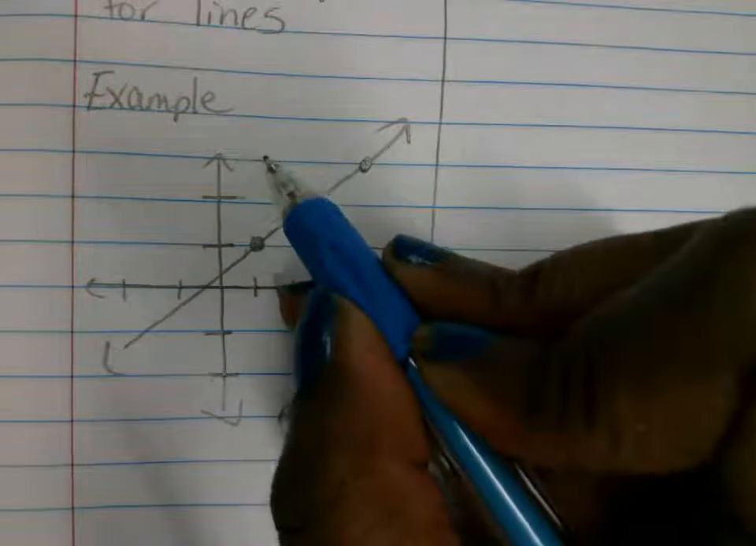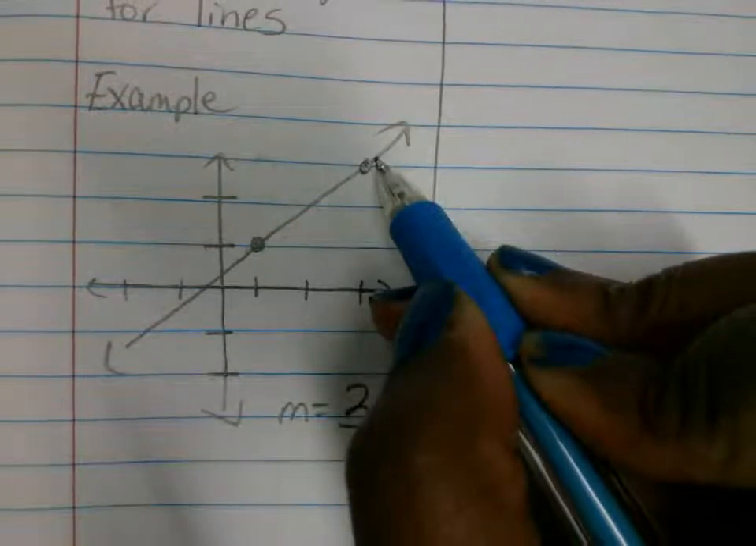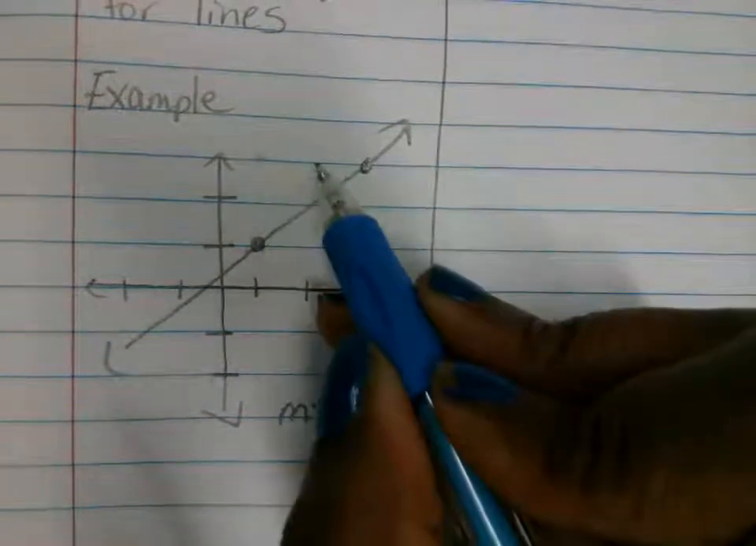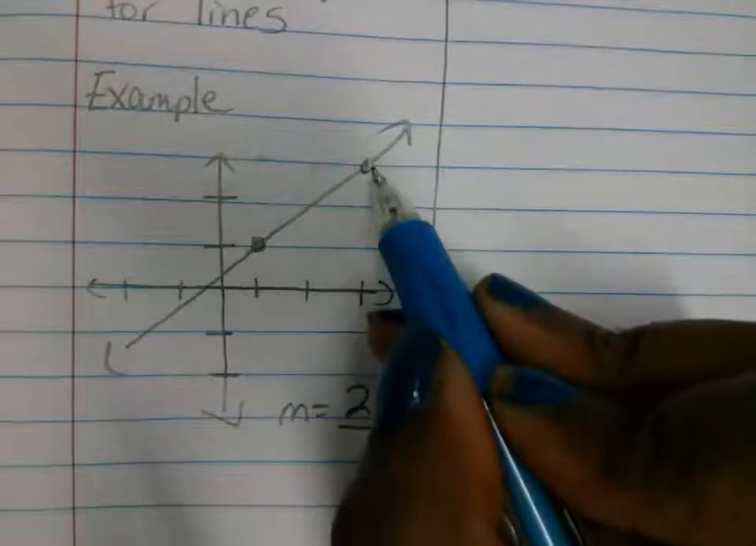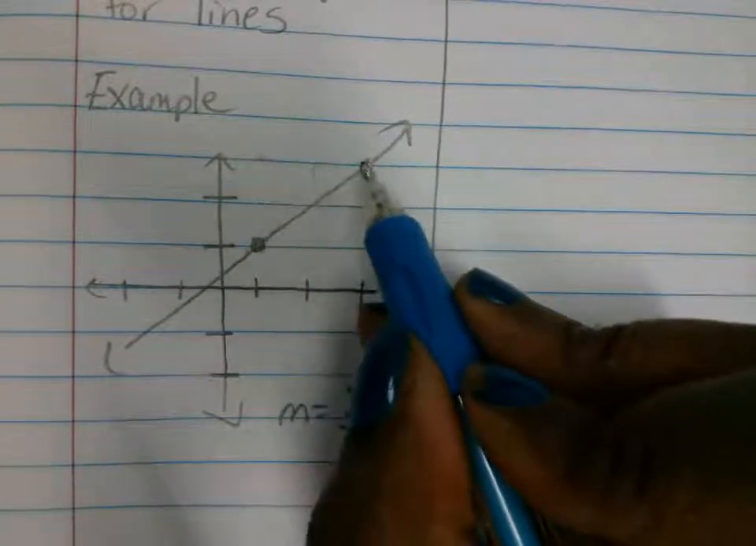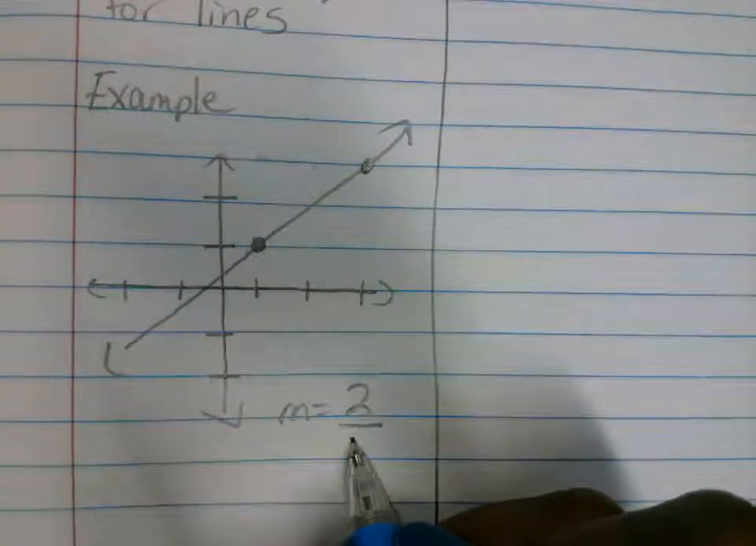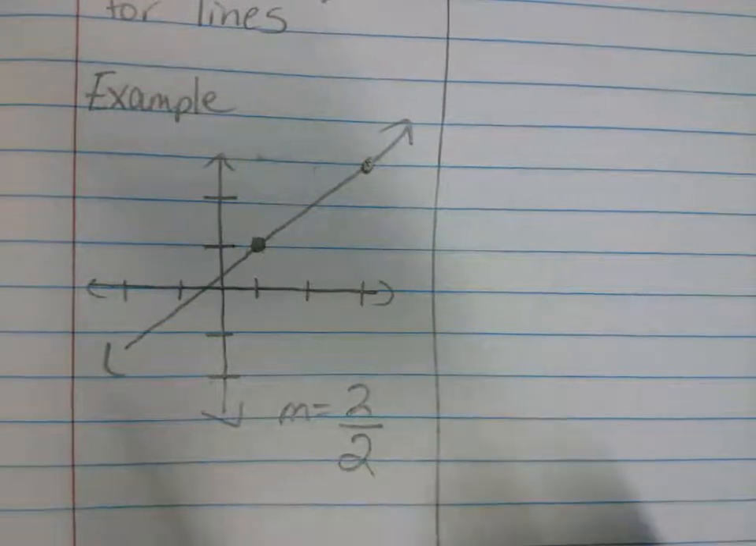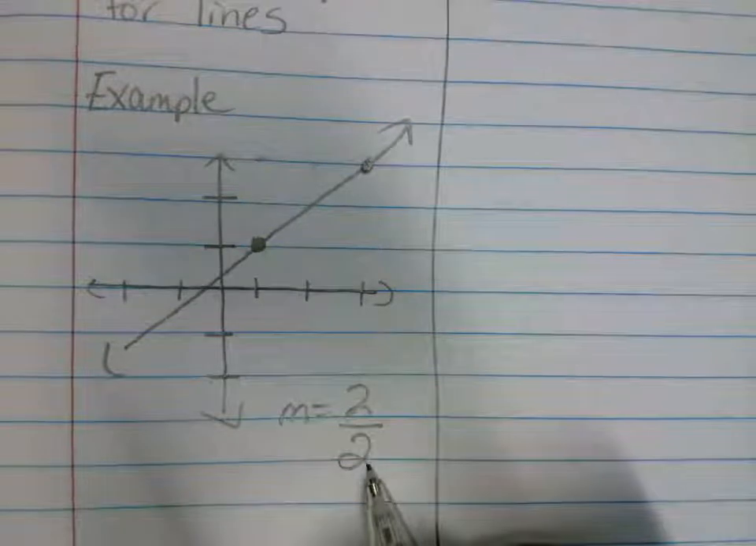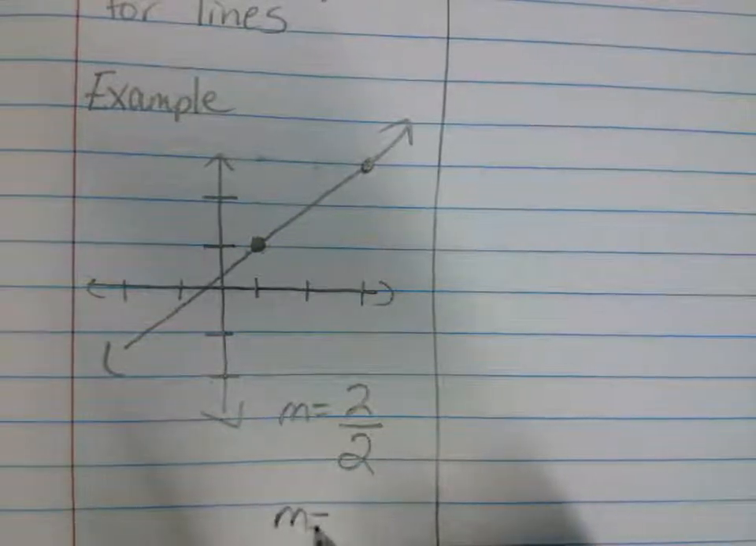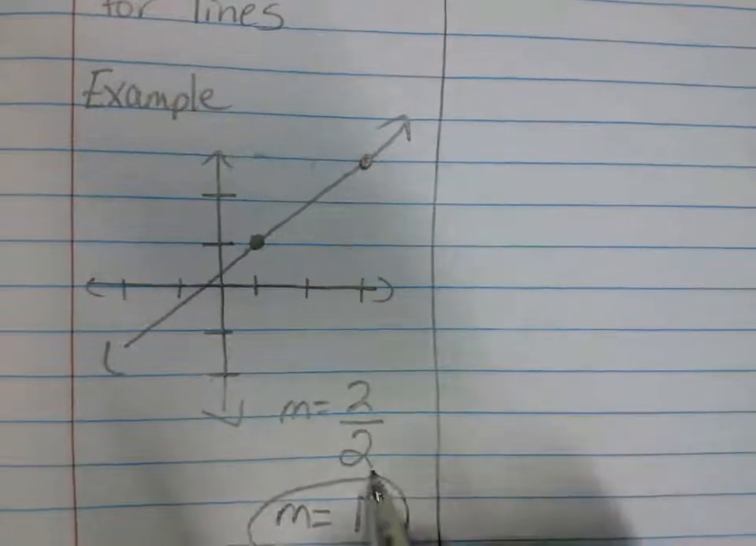How far do I have to go over to get to this point? Look at it. We go over 1, 2. So since we're going to the right 2, my bottom number is positive or negative 2? Positive 2. Okay, what's 2 over 2? So my answer is going to be a positive 1.